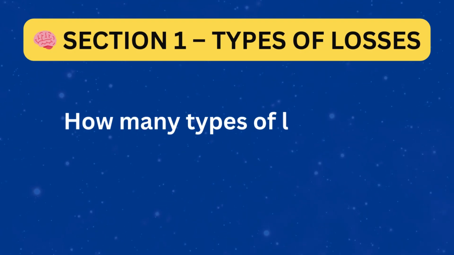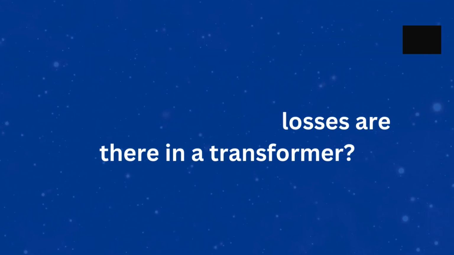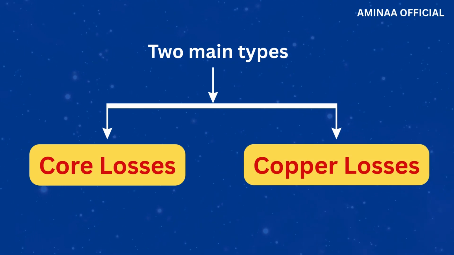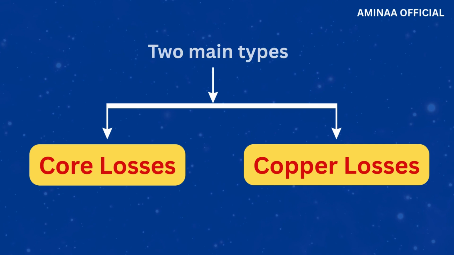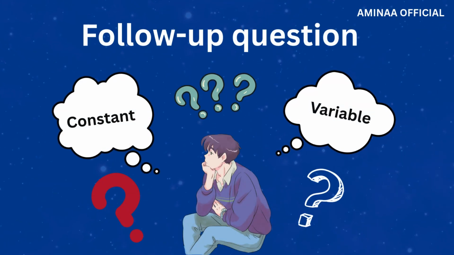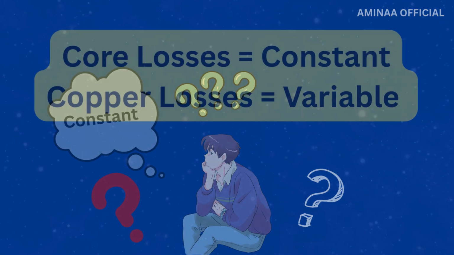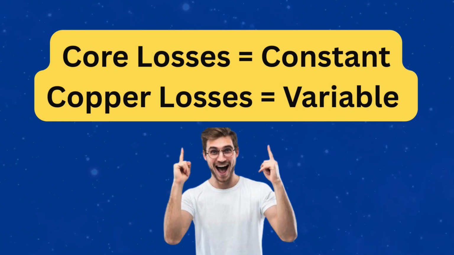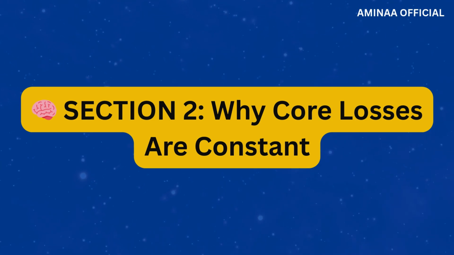So, the first question is, how many types of losses are there in a transformer? The simple answer is, there are two main types: core losses and copper losses. Now the follow-up question usually is, which ones are constant and which are variable? Core losses are constant, copper losses are variable. So, why are core losses called constant?